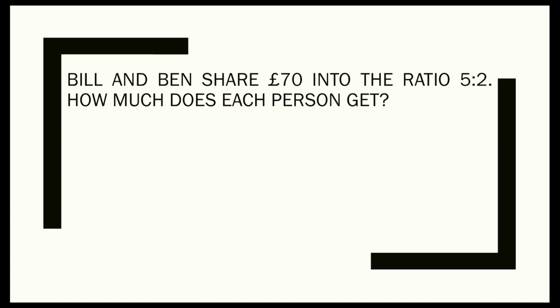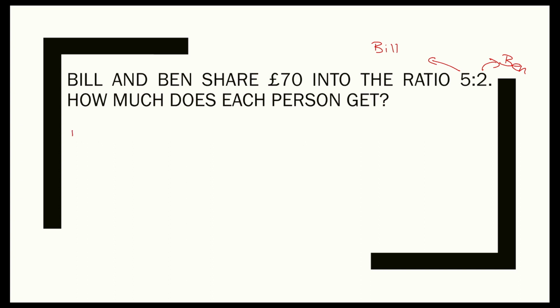It says that Bill and Ben share £70 into the ratio 5:2. How much does each person get? First, we need to understand what the ratio is telling us. The order of the numbers follows the order of the names in the question. Since Bill is mentioned first, this means that Bill is the 5 in our ratio, leaving Ben to be the second number in our ratio. This means for every £5 Bill gets, Ben gets 2.